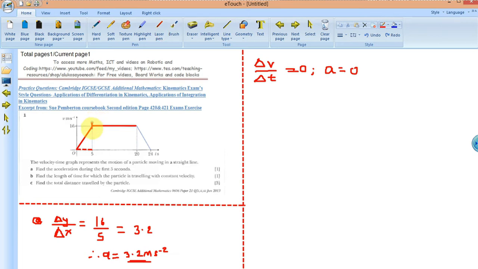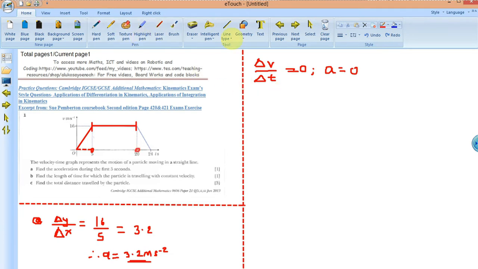So from this point, this horizontal line. Okay, so that's what we have there. So what is the time? That is 5 to 20. That's what we have there. Okay, so that is in between 5 and 20. So what do we have there?